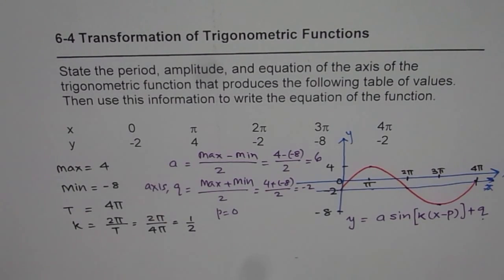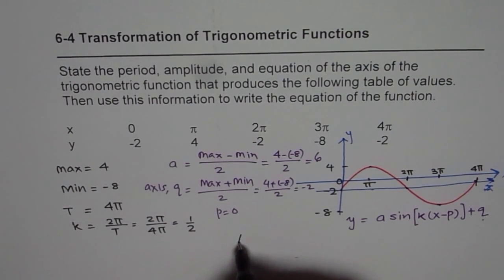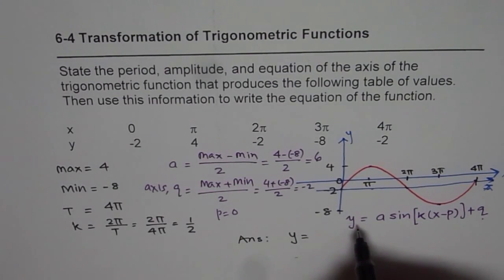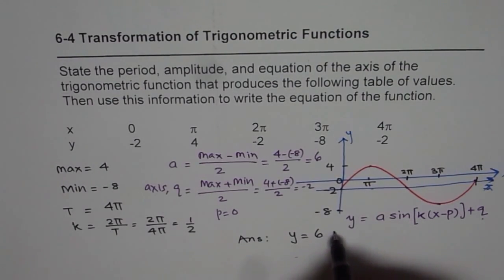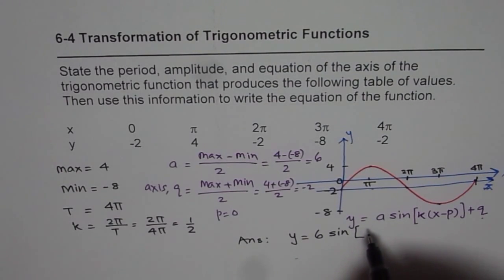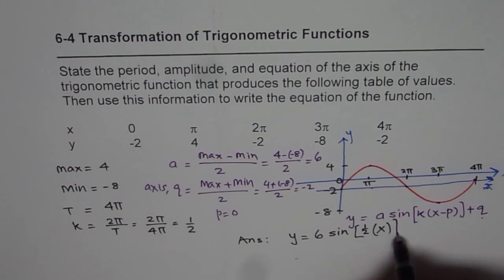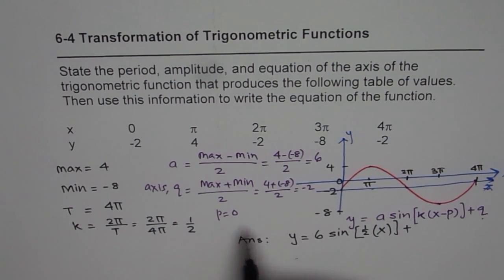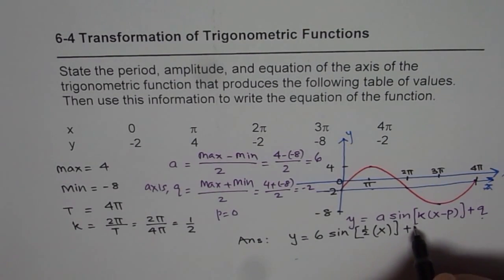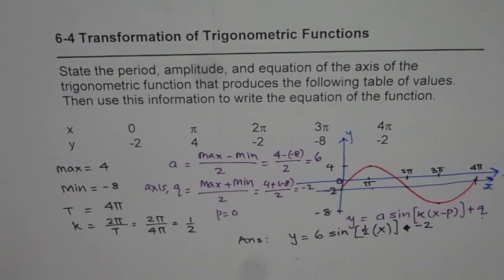That gives us all the values, and so our answer is that the equation is y equals a, which is 6, sine of k, which is half, times x, p is 0, plus q, which is minus 2. So y equals 6 sine of x over 2, minus 2. That is the equation for the given function. That's how you can get your equation. Thank you.